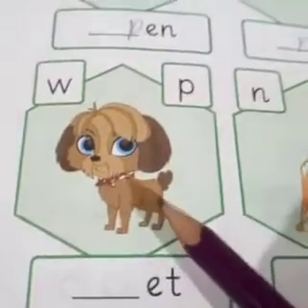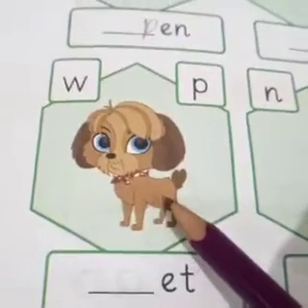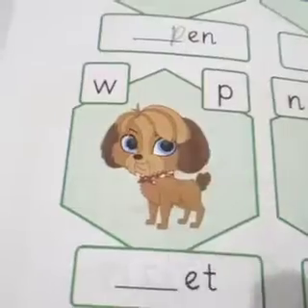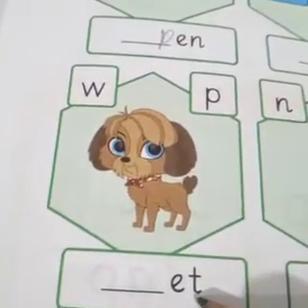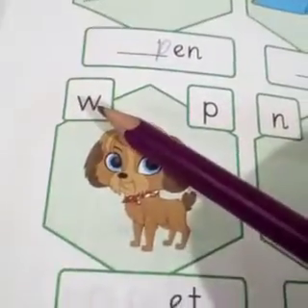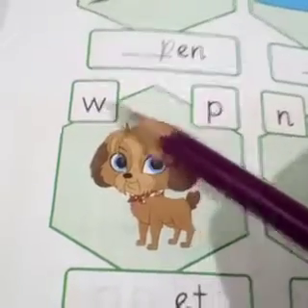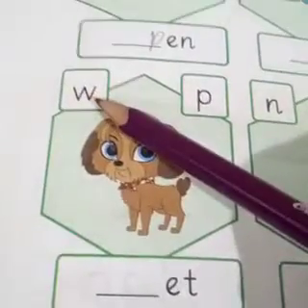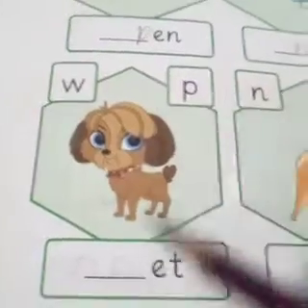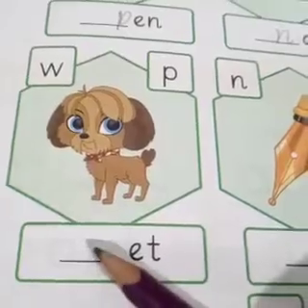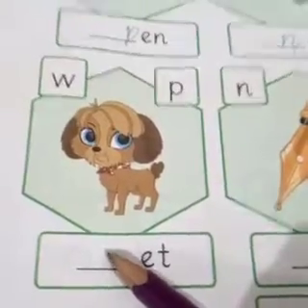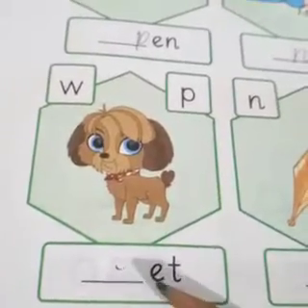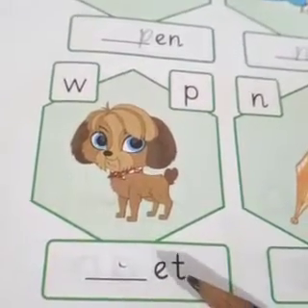Next, here we can see a dog. E T at, and the letters are W O P P. W P. नर्सरी क्लास अगर यहाँ पे हम W लिख देंगे दैट विल बी वेट. वेट मीन गीला. इट्स आल्सो अ वर्ड. ये भी गलत नहीं होगा, ये भी एक वर्ड है.